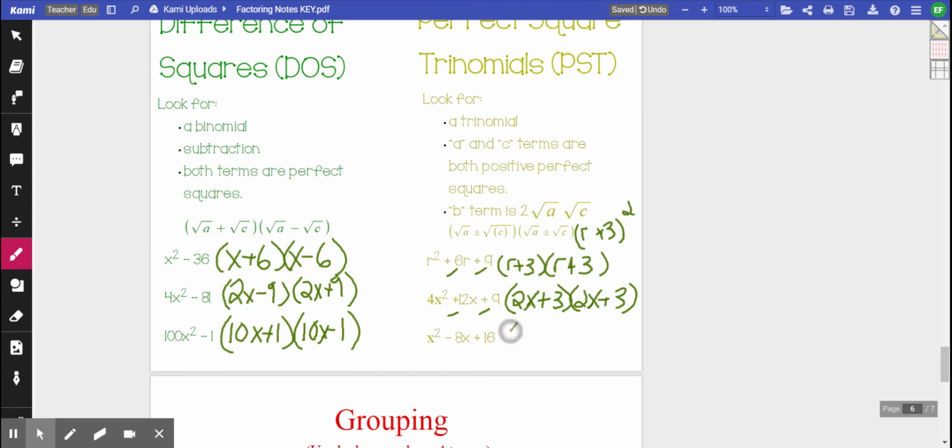For our last one, square root of x squared is x. Square root of 16 is 4. And here we're again looking for the same sign, and they're both going to be a minus. Okay. That's it. That's factoring a perfect square trinomial.